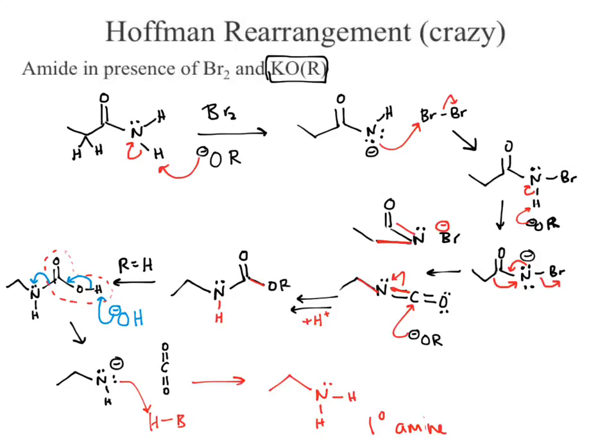Interesting results. Number one, we made a primary amine with no contamination of secondary or tertiary amines, because the nitrogen never acted as a nucleophile. So we don't have to worry about secondary or tertiary amines popping up in this. The other interesting result, what happened to the number of carbons? We lost the carbon. You lose a carbon in the process of this reaction. So we end up with a primary amine and we lose one carbon.